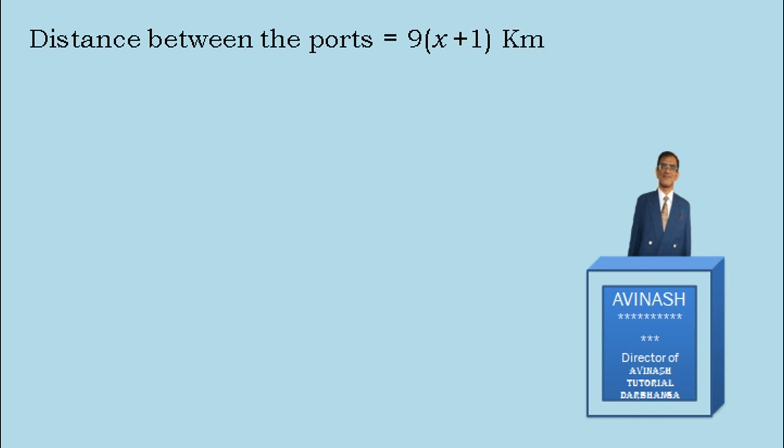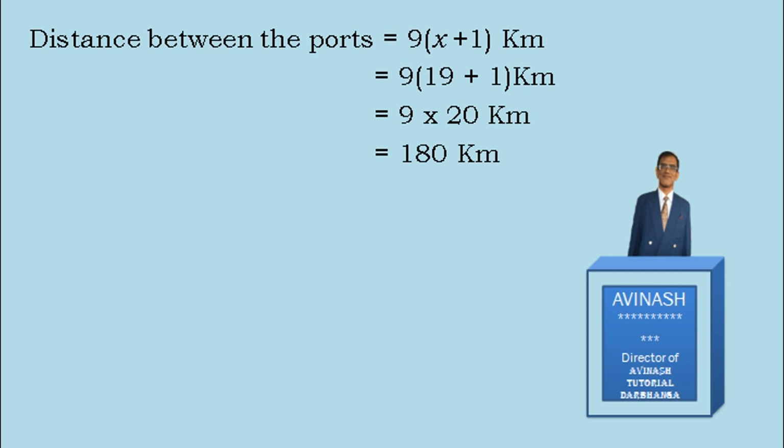Now the next thing we have to find is the distance between the ports. For this we can take either equation, the distance covered in downstream or the distance covered in upstream. Here we have taken the distance covered in downstream. It was 9 into (x plus 1) kilometer. Now putting the value of x in this equation, we get 9 into (19 plus 1). Further solving, we get 9 into 20 kilometer, and 9 twos are 18, therefore it is 180 kilometer.